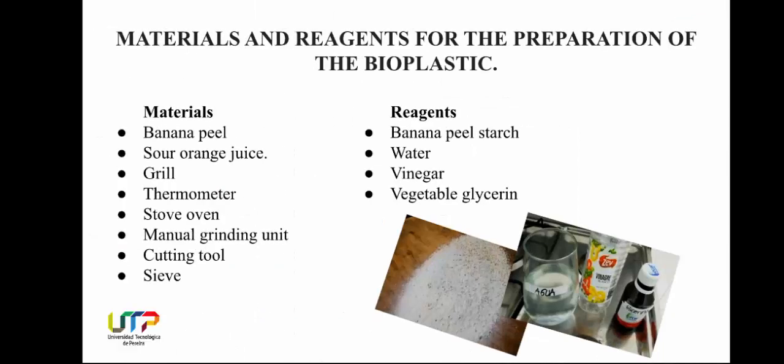Materials and reagents for the preparation of the bioplastic. Materials: banana peel, sugar, orange juice, grill, thermometer, stove oven, manual grinding unit, coating tool, sieve. Reagents: banana peel starch, water, vinegar, vegetable glycerin.